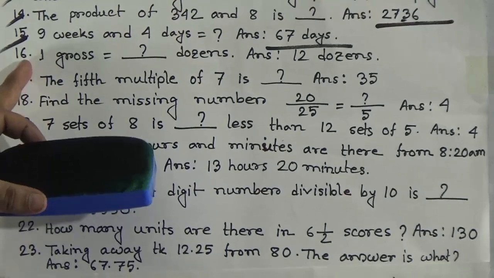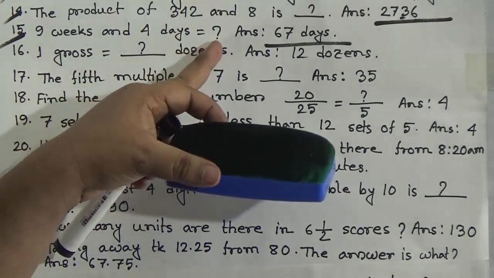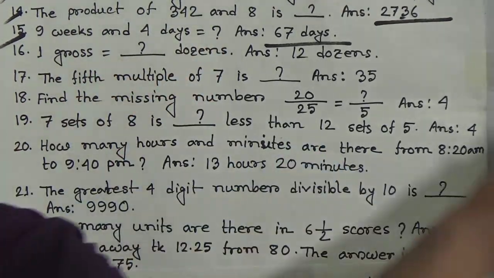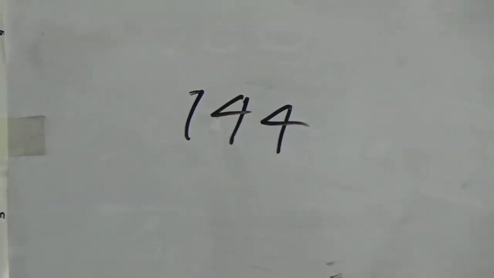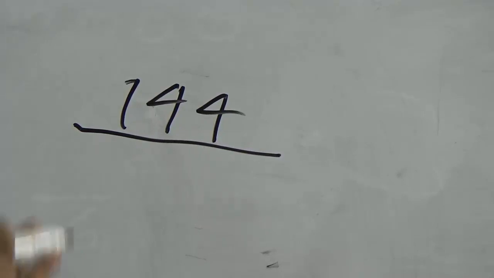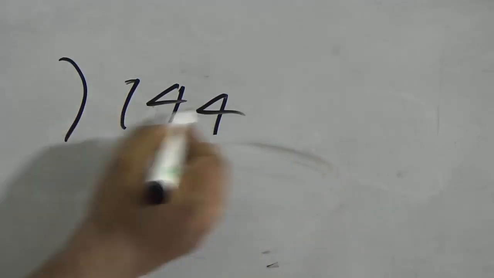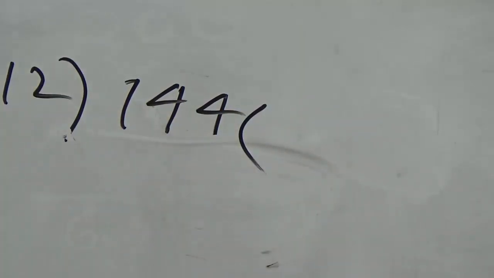Number 16, 1 gross equals how many dozens? We know that 1 gross equals 144 things. Now we convert these 144 into dozens. We know that 1 dozen equals 12 things. That means we divide this 144 by 12 and we get the answer.